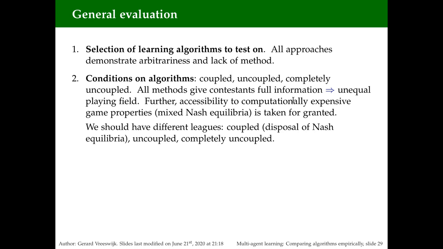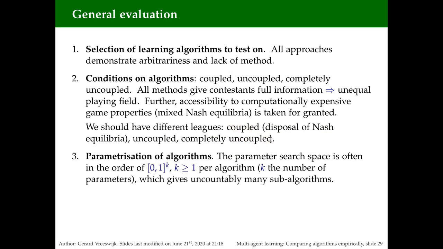So we should have different leagues: coupled algorithms, uncoupled algorithms, and completely uncoupled algorithms. The terminology here I didn't discuss, but it is discussed in another lecture. Basically it means coupled algorithms use different types of assumptions than uncoupled algorithms. And then the third problem is that many algorithms use parameters, and for every parameter the dimension of the search space increases. So this gives uncountably many sub-algorithms to test on.